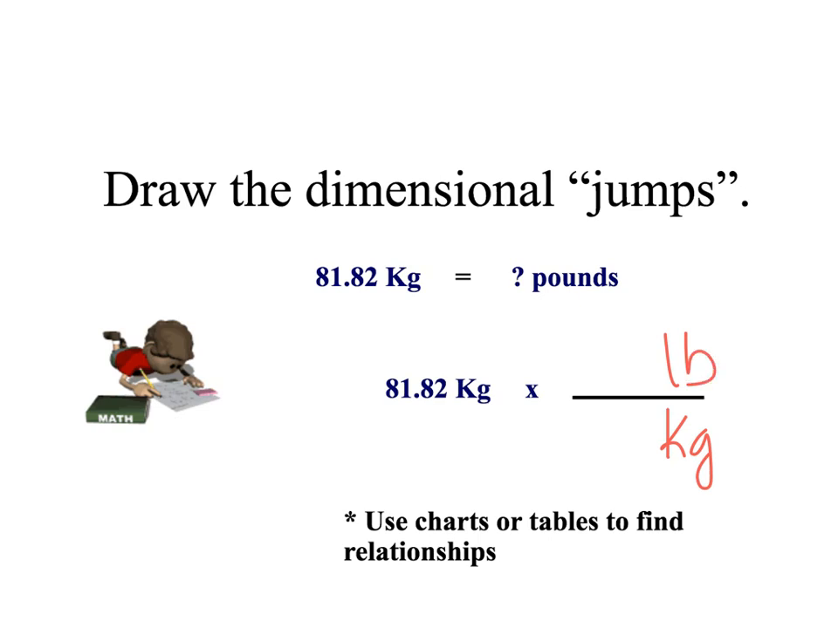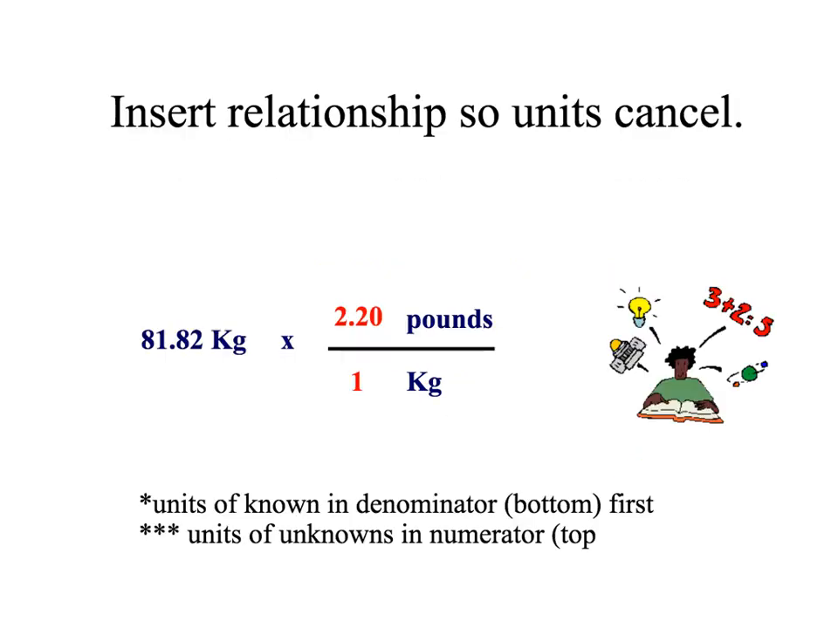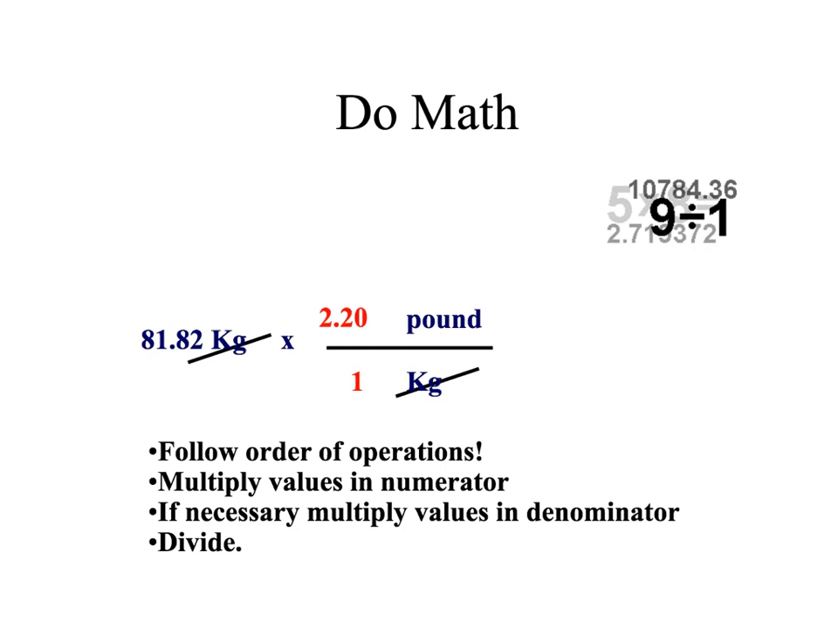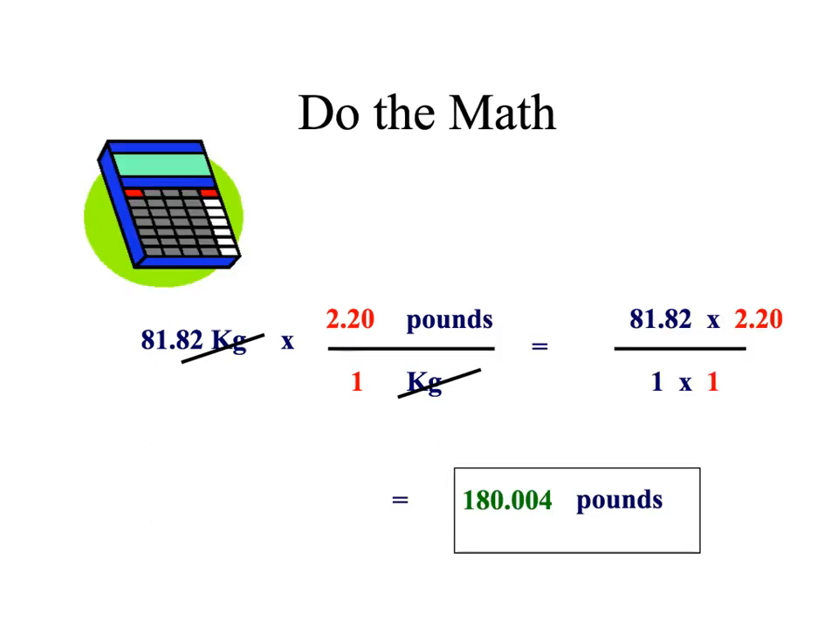If we put our ratio together so that kilogram cancels, our answer is going to be in pounds. So there's the numbers, 2.20 pounds per 1 kilogram. We cancel our units. We do the math. 81.82 times 2.20 gives us 180.004.